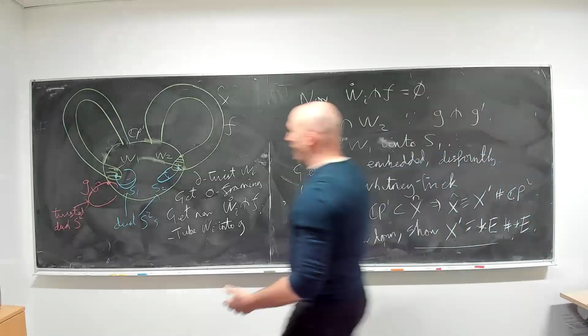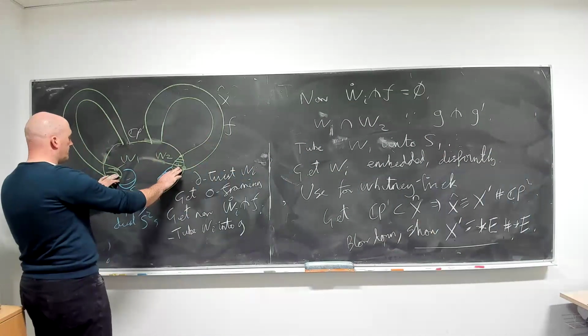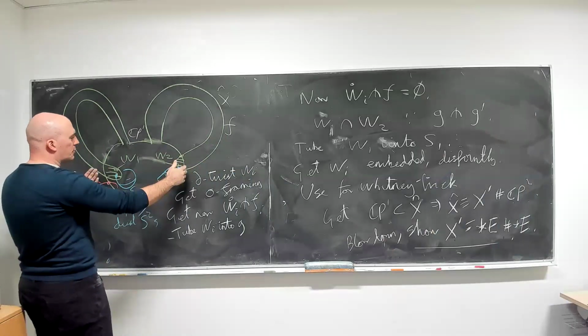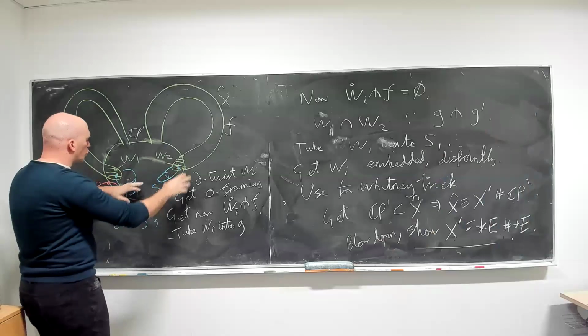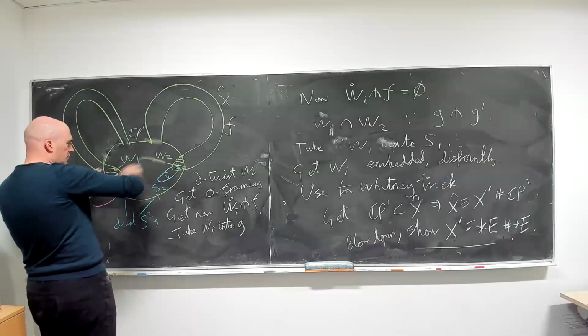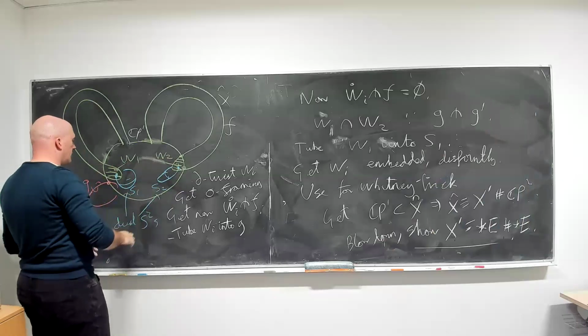So there's a lot of tubing around. You get these Whitney disks, then they're wrong, so you fix them up in one way, but you make intersections, and then you tube the intersections around, and that fixes some other things, but then you get more problems, but then you just keep tubing into all the different things that are available.